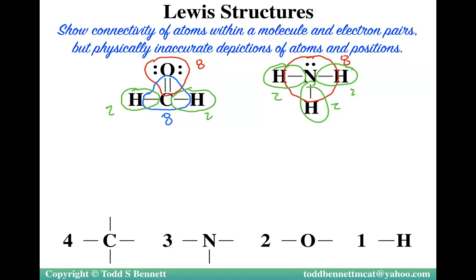So again, as it states, Lewis structures do not accurately represent the 3-dimensional structure. They don't say where the atoms are, but they just say how they're connected. We're just basically bookkeeping. So this is an accounting trick more than anything.